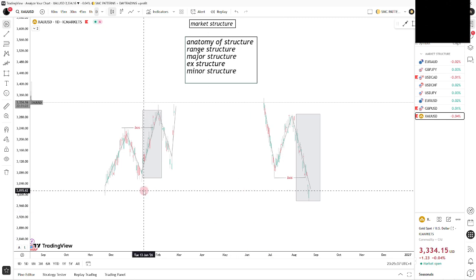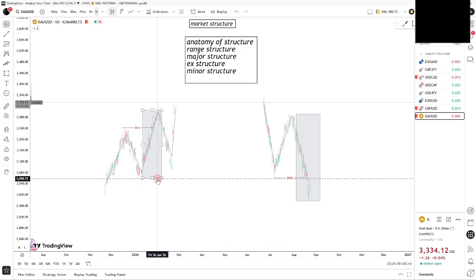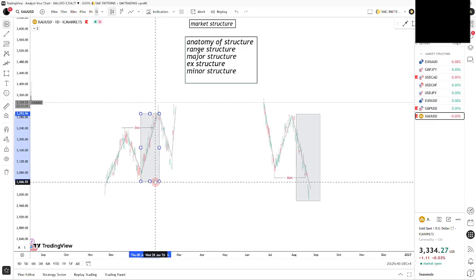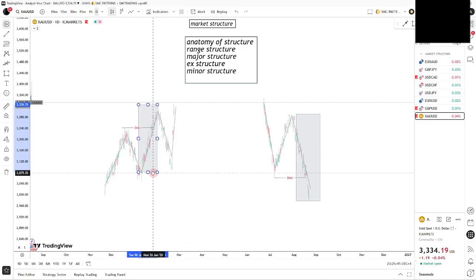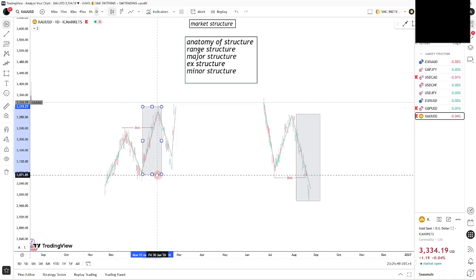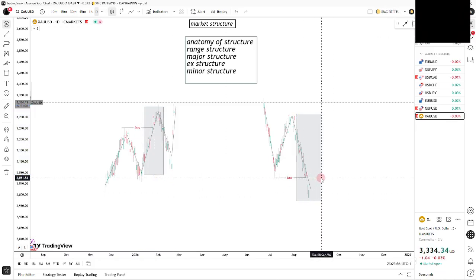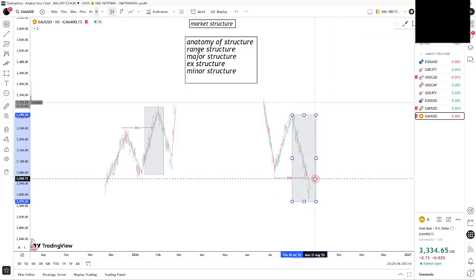Then the next thing is a range structure. Range structure is this: that leg that broke, that broke the BOS, is a range structure. Same here, that leg that broke is still a range. That range that broke a break of structure is a range.